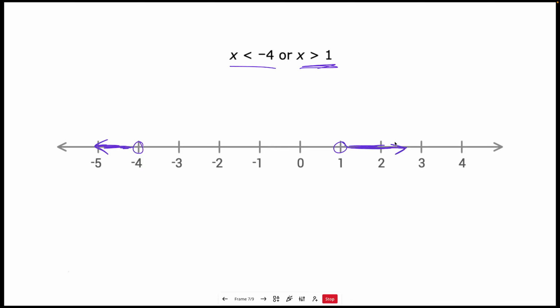All right, and you can see here that these are going in opposite directions. Or statements go in opposite directions. And statements meet in the middle, right? They go towards each other.